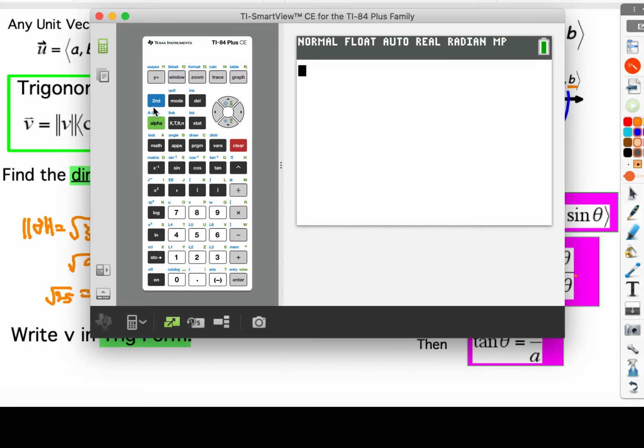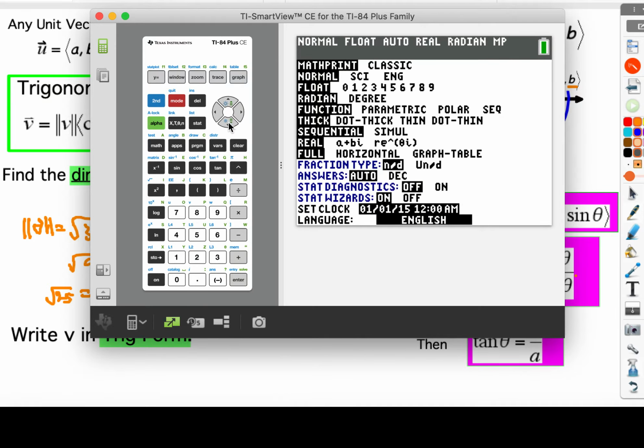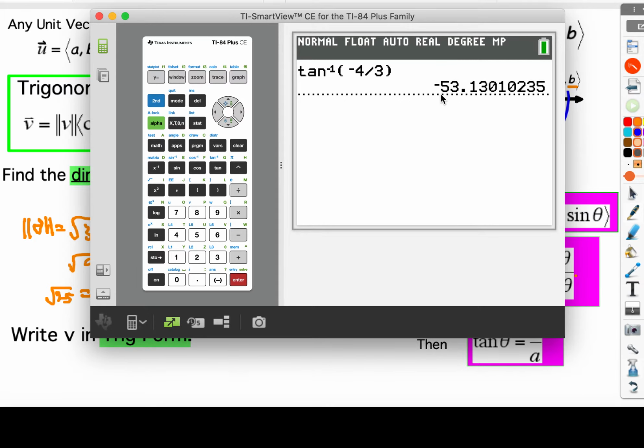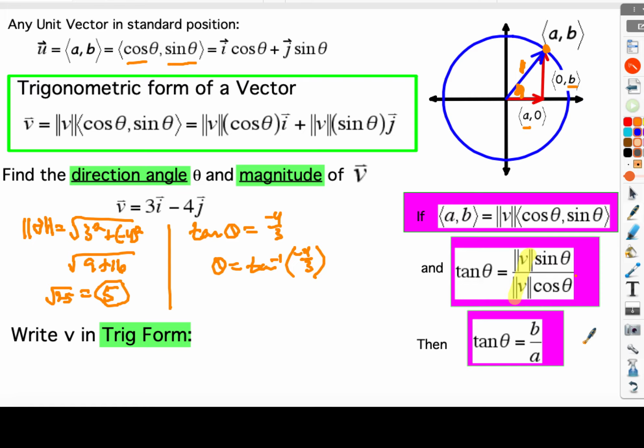So we're going to say the inverse tangent of negative 4/3. And I changed my mind. Let's actually go ahead and do this in degree mode. You can do it either way. Vectors can be represented with either radians or degrees. But I'm going to go in degree mode. And the inverse tangent of negative 4/3 is approximately negative 53.130 degrees.